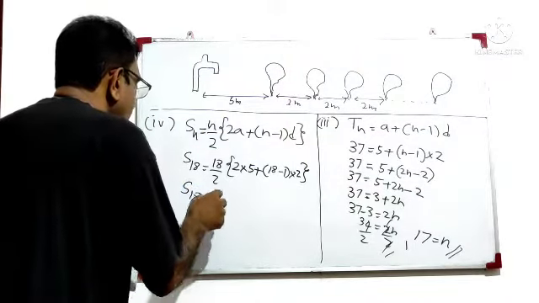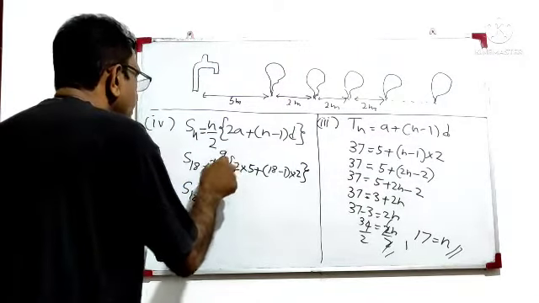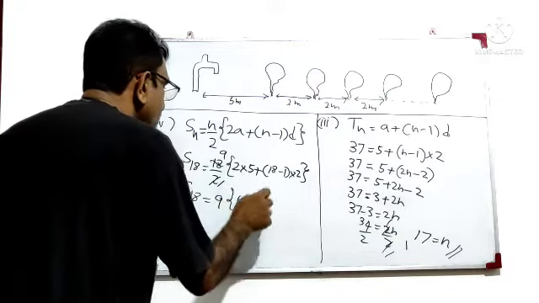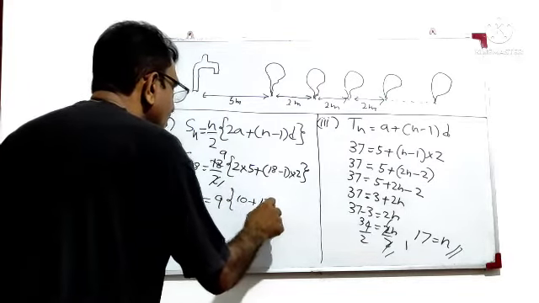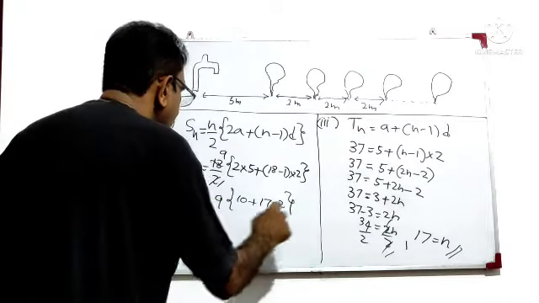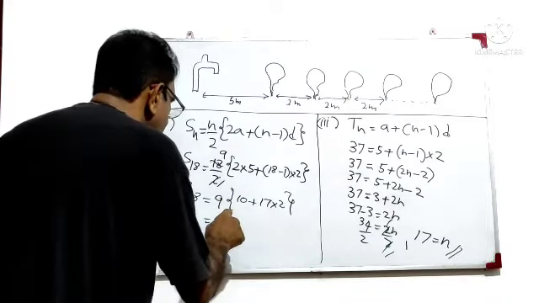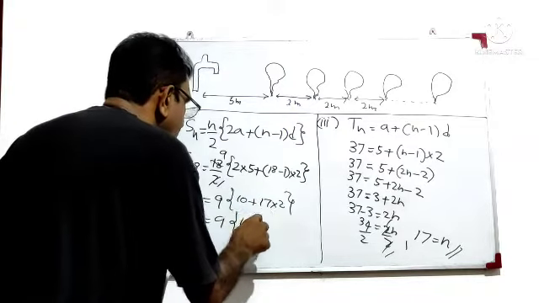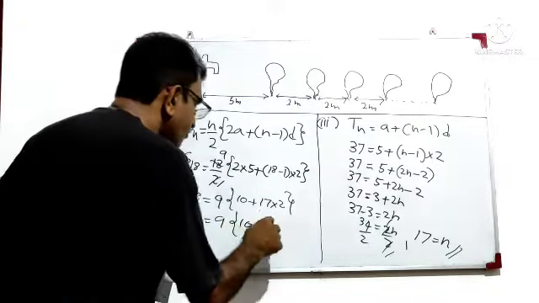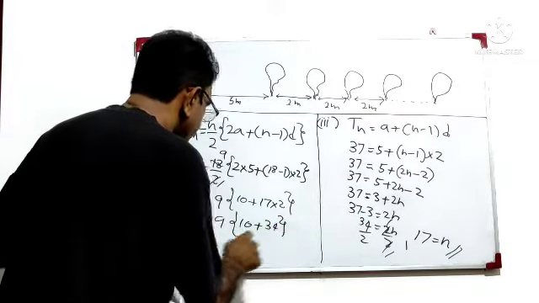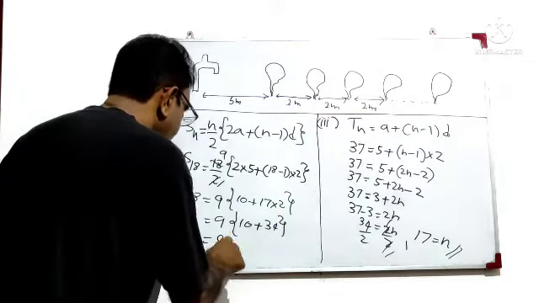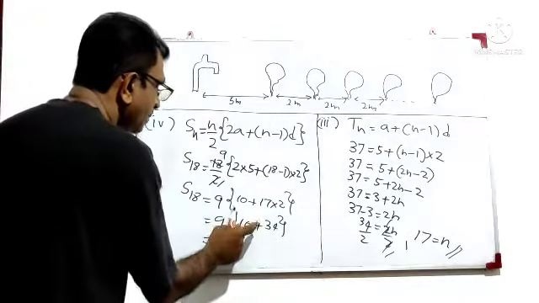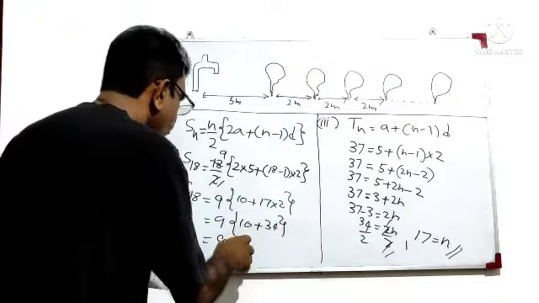S18. Now 2 times 1, then 2 times 9, 9. 2 times 5, 10, plus 18 minus 1, 17. 17 multiplied by 2, right? Then 9 times, then 10 plus 17 times 2, 34. Then 9 multiplied by, brackets mean multiplication, 10 plus 34, 44.